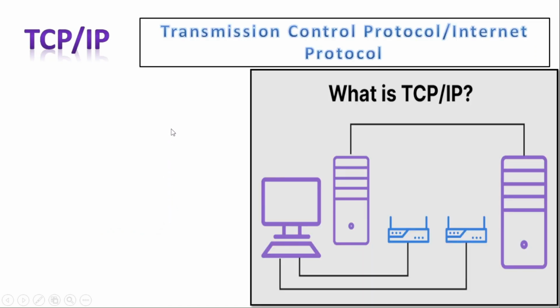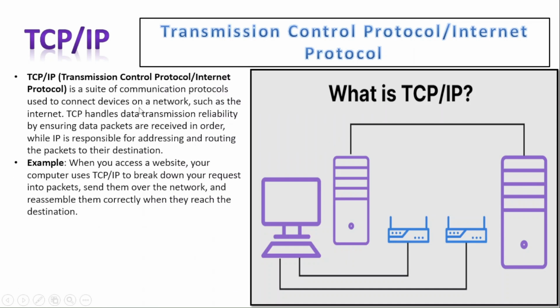TCP/IP, that is Transmission Control Protocol, Internet Protocol. So TCP/IP is a suite of communication protocols used to connect devices on a network such as the Internet. TCP handles data transmission reliability by ensuring data packets are received in order, while IP is responsible for addressing and routing the packets to their destination.